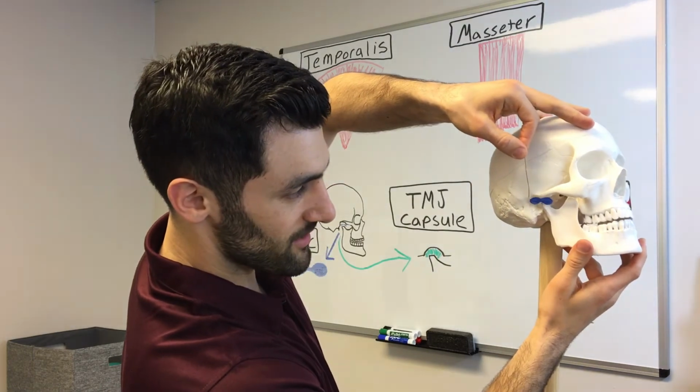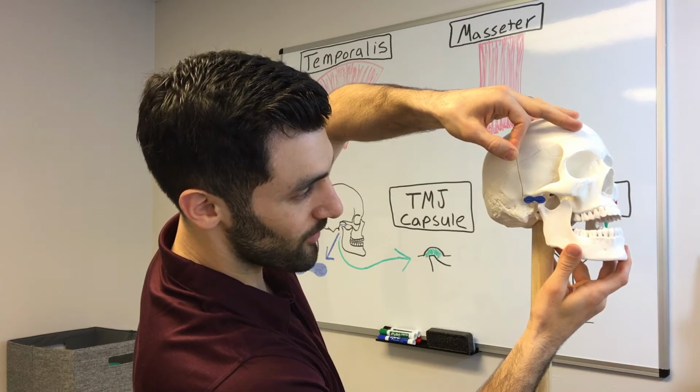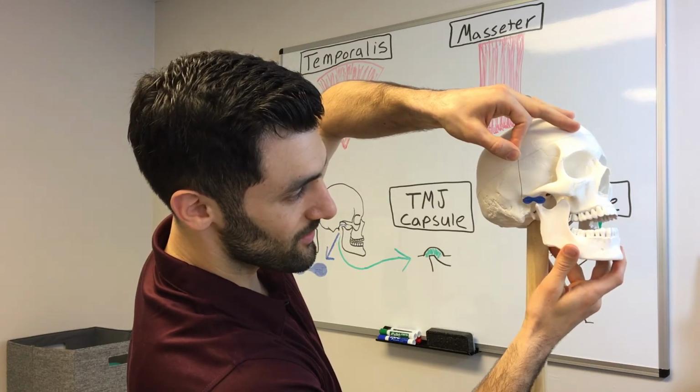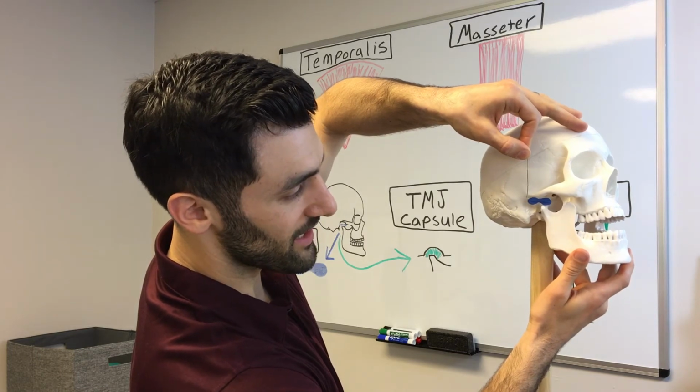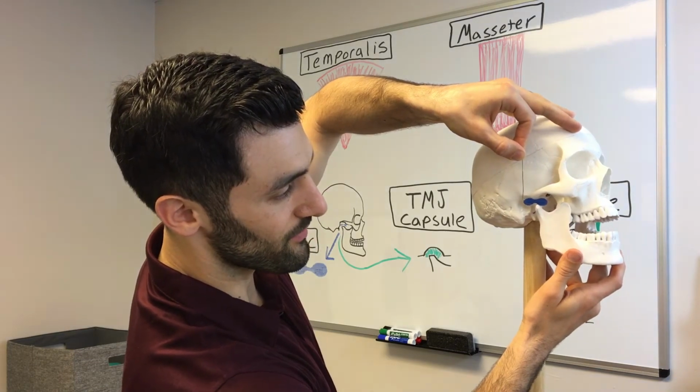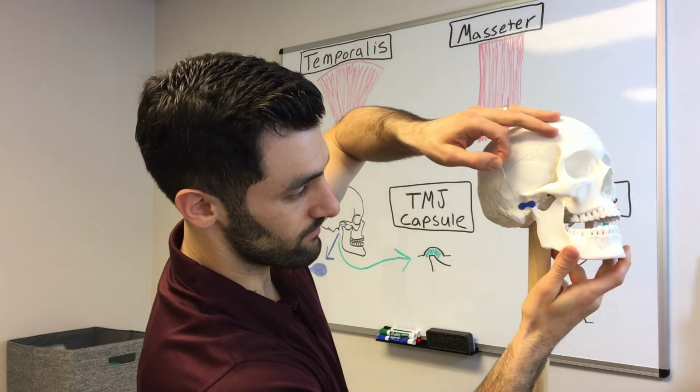The disc sits right there in the joint. And so as you open and it kind of slides forward, the disc moves like that. So the skinny concave part, biconcave part, always stays above this part of the mandible, of the jaw.